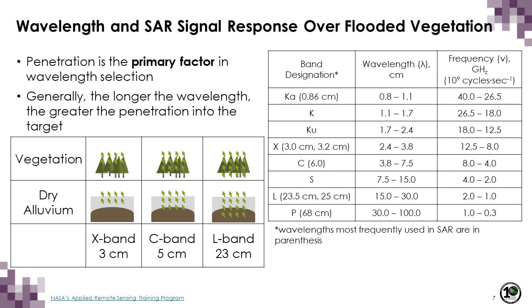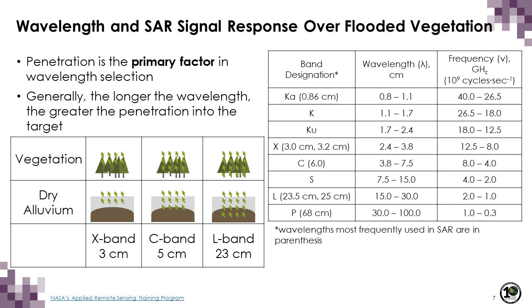And at the same time, we had someone on the ground collecting in-situ data. This person on the ground was in water up to his knees. However, the radar data that was collected did not see any flooded vegetation because the vegetation was simply too dense for the signal to penetrate all the way through the canopy.